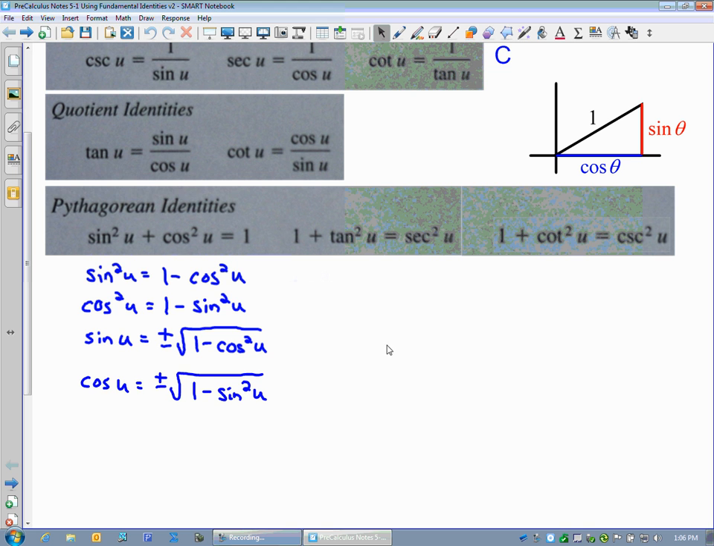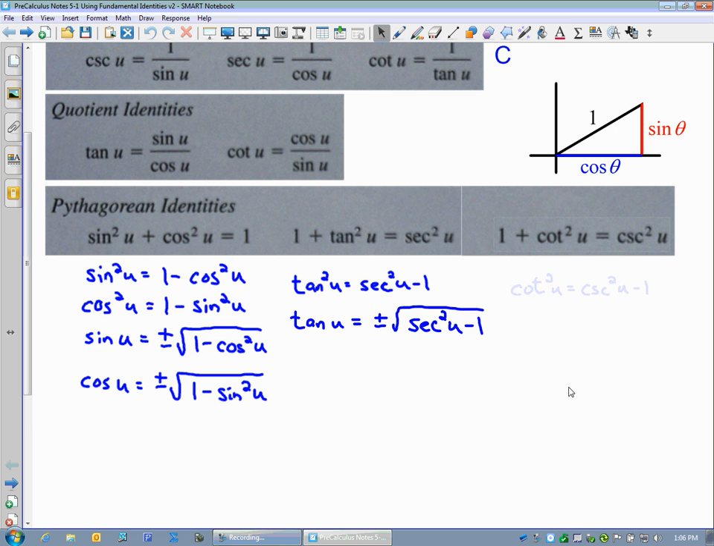And for a similar thought process, you can do the same with the middle identity. We can use this form or this form. And for the last one as well, we can manipulate it. So these other identities are just algebraic manipulations of these three, which are really just algebraic manipulations of this one.